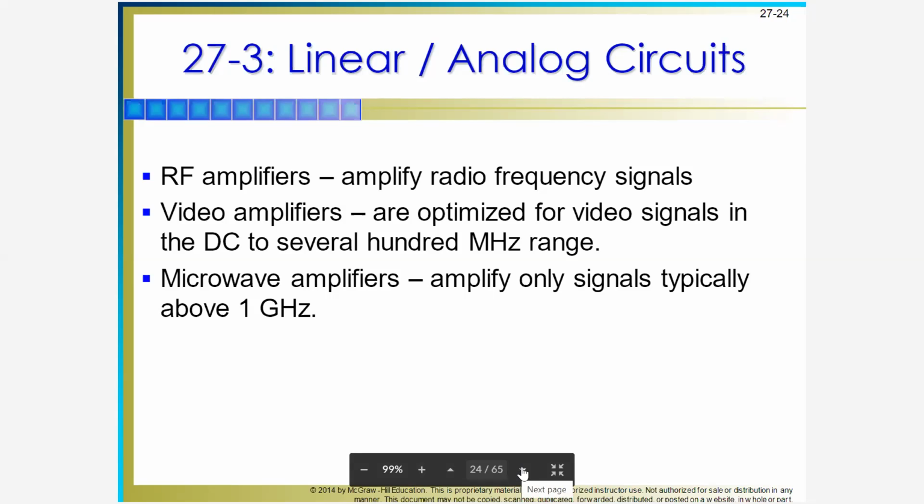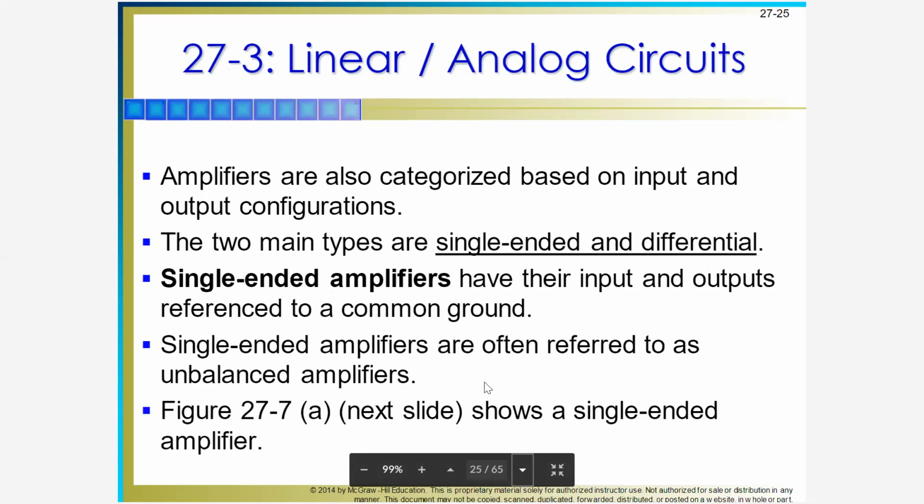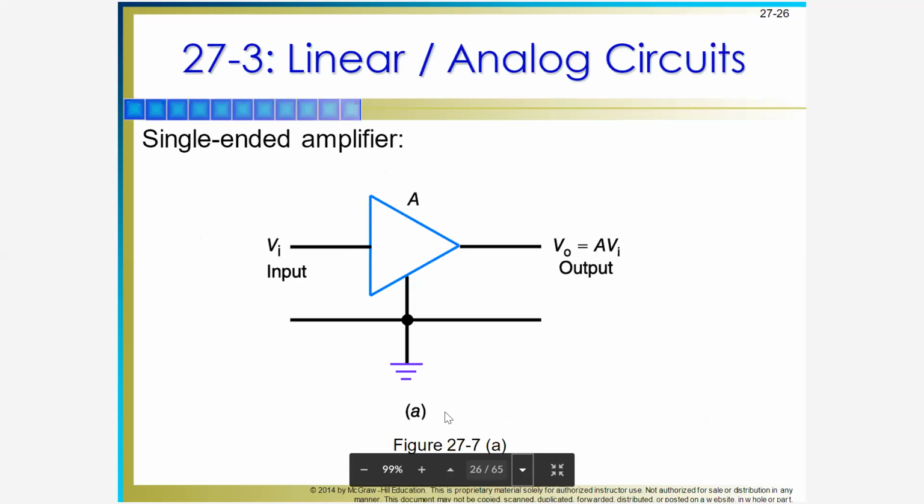Okay, we have next. Amplifiers are also categorized based on input and output configuration. The two main types are single-ended and differential. What is the difference? Single-ended amplifiers have their input and output referred to a common ground. It means there is only one ground. That is a single-ended amplifier. This is an example of single-ended: the ground is common, with one input and one output, common ground.